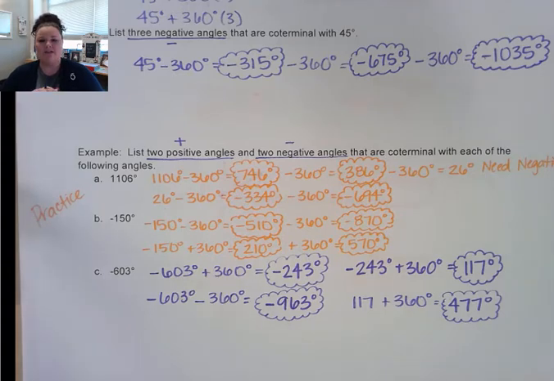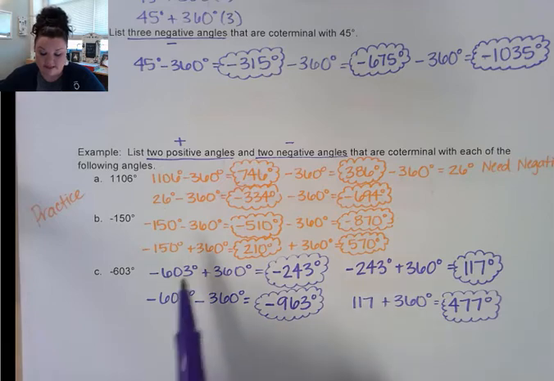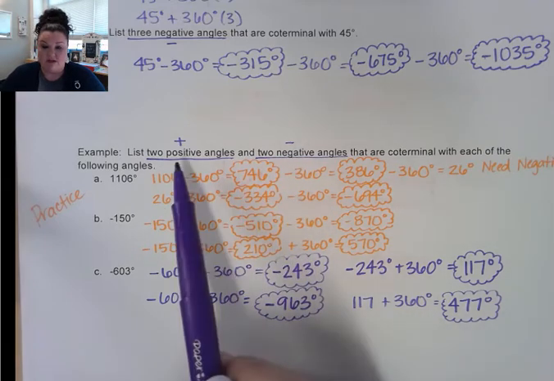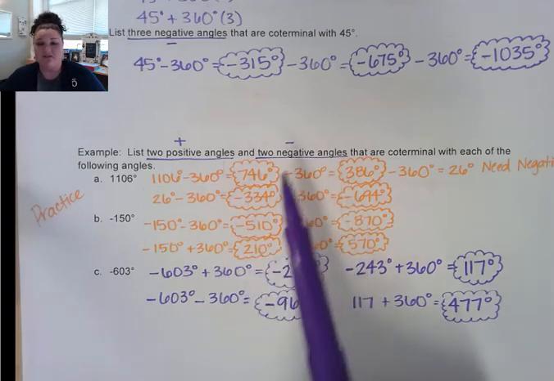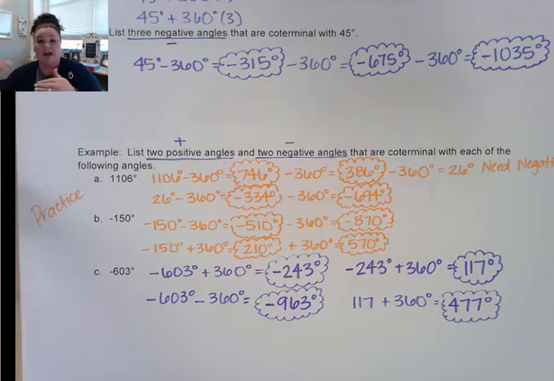So make sure you pay attention on your homework because sometimes it will just say list 2 coterminal angles. Or it might have multiple choice and you have to select the ones that are coterminal angles. Or it might be like this one where it specifically says you need a positive and a negative, or 2 positives and 2 negatives. So make sure you're either adding 360 or subtracting 360 to get to those values that you need.